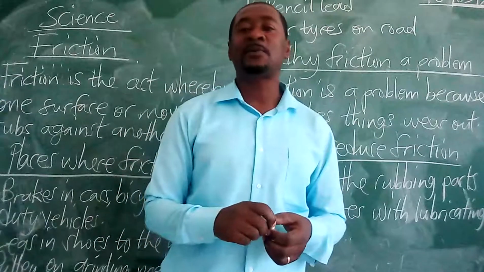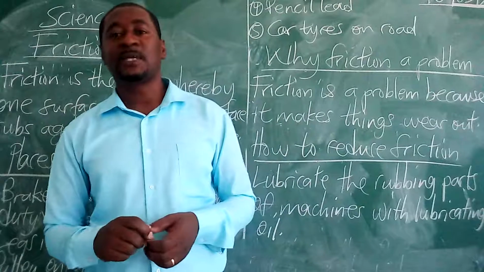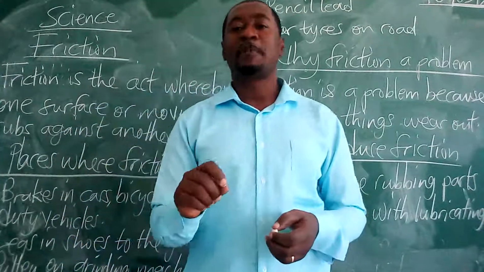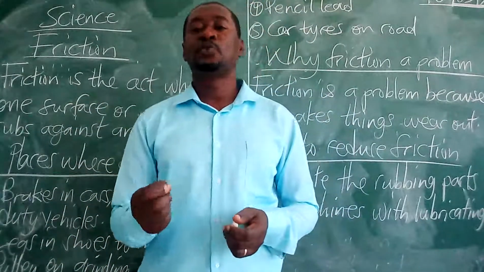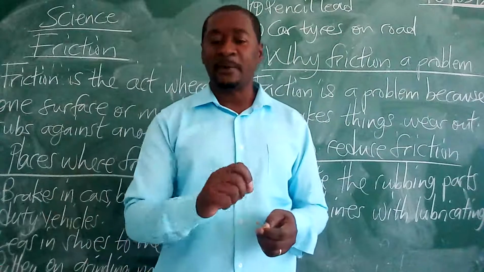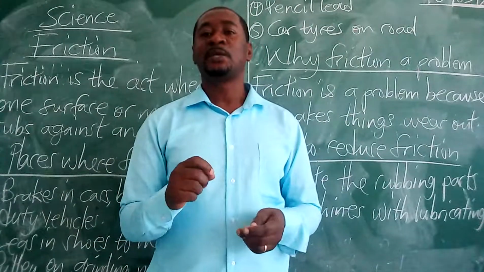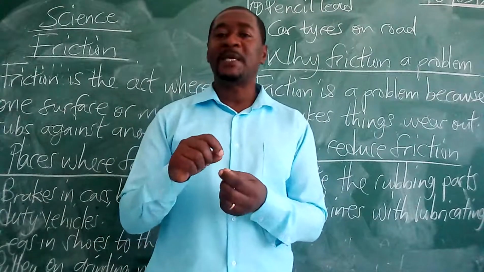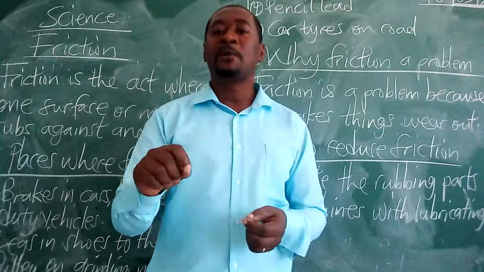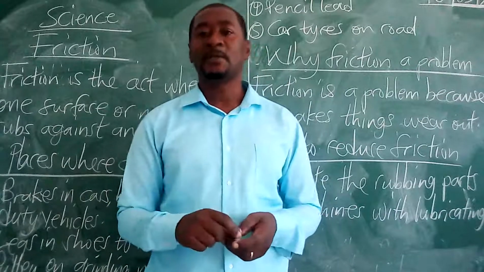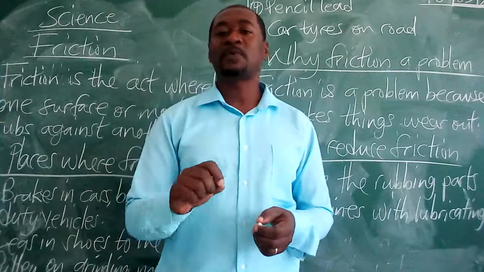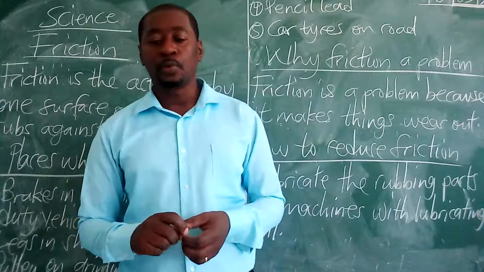Then we have pencil lead. When you sharpen your pencil and then you are using it to write, as you are writing, friction is taking place. So a time will come that the pencil tip will be worn out, so you have to sharpen it again. So that's how friction works when you are using a pencil to write.